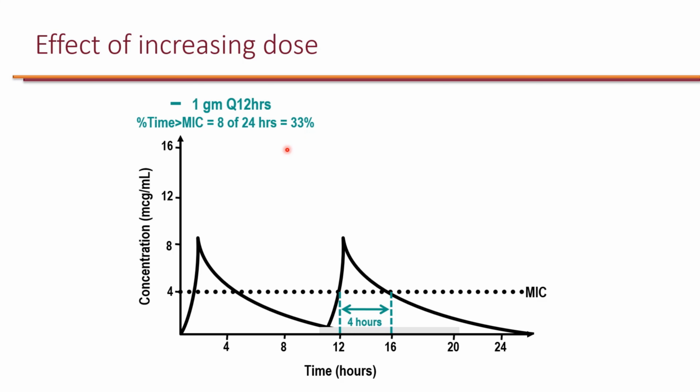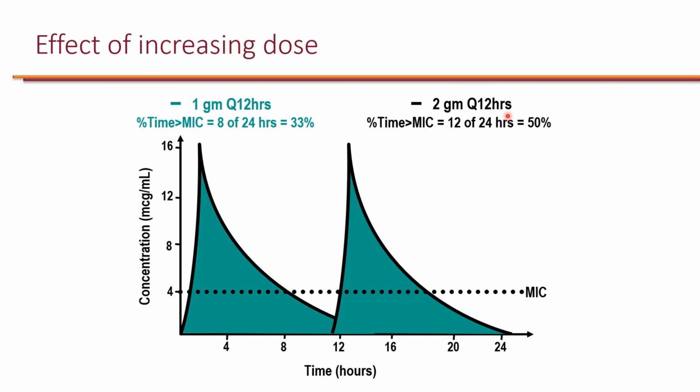Now, what happens if we double the dose? Instead of 1 gram Q12, we do 2 gram Q 12 hours. And you can see that you get a much larger peak. However, that doesn't necessarily translate to double the time above MIC. So what happens is that instead of 4 hours above MIC, you get 6 hours time above MIC for each dose. So overall, it's about 12 hours out of 24, which translates into 50% time above MIC. So by doubling the dose, we increase time above MIC.